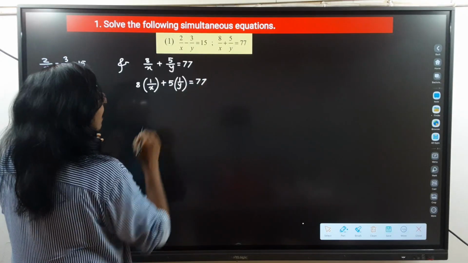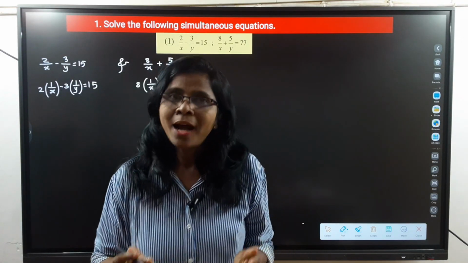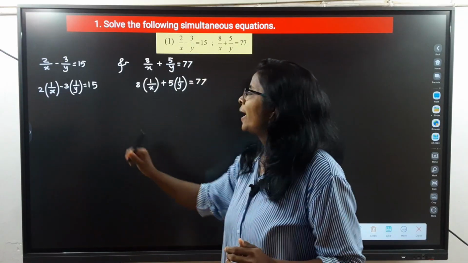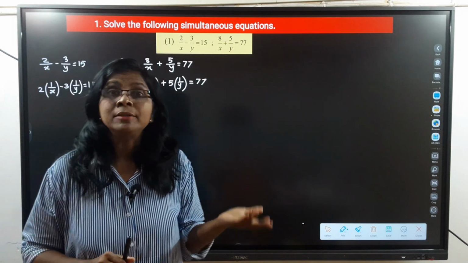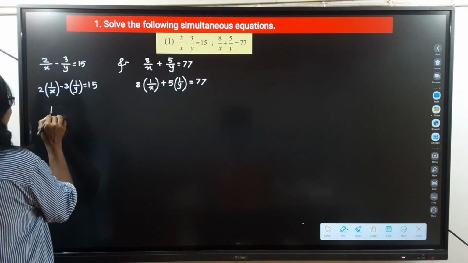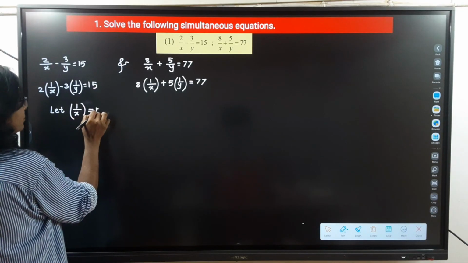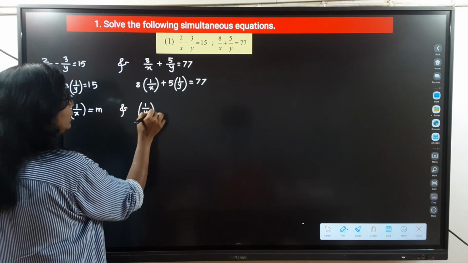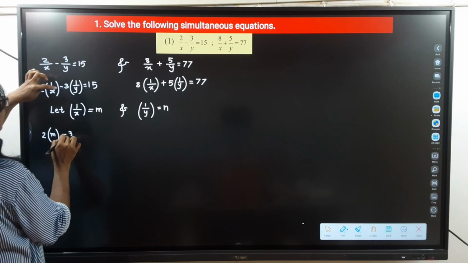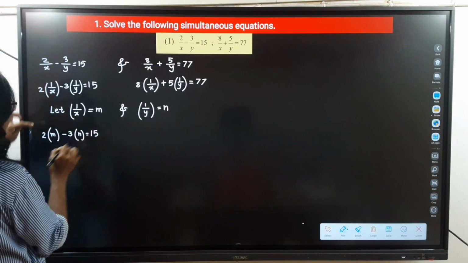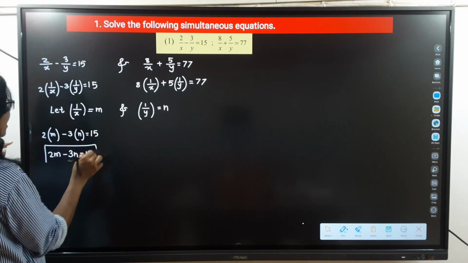Now here students, there are similarities between these two equations. That similarity is 1 upon x here, 1 upon x here, and here also 1 upon y. So this is the similarity, and that's why the next part is the assumption part. In the assumption part we say that let 1 upon x is equal to m and 1 upon y is equal to n. Then this equation becomes 2 into m minus 3 into n is equal to 15. That means finally we write down 2m minus 3n is equal to 15. So this is the linear equation.